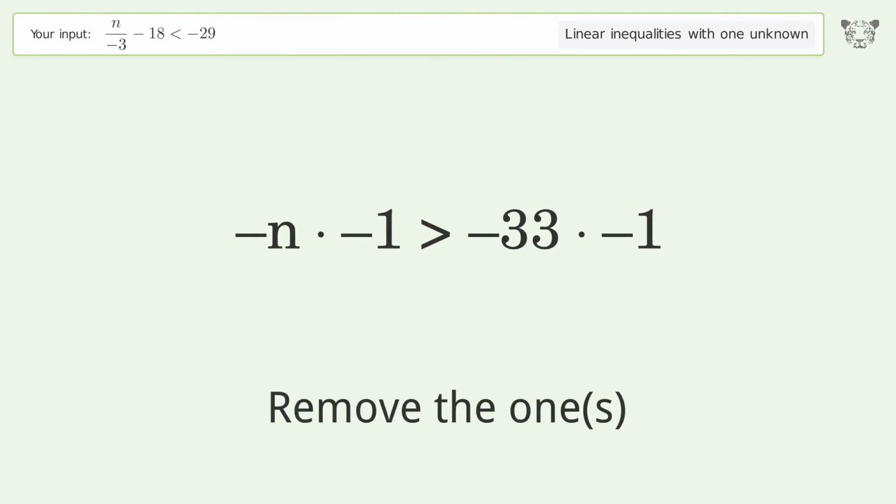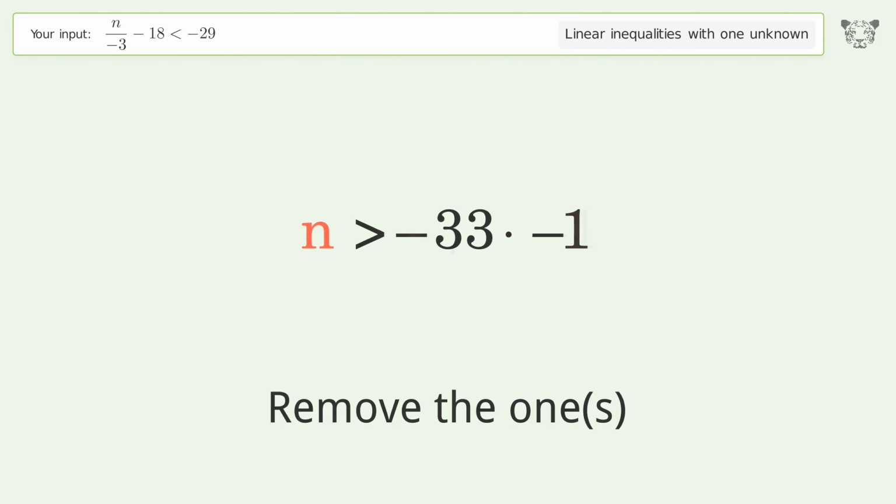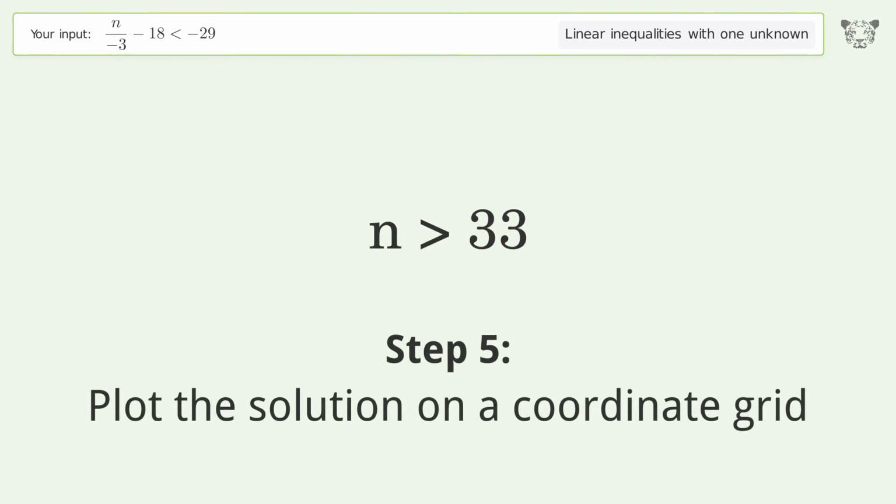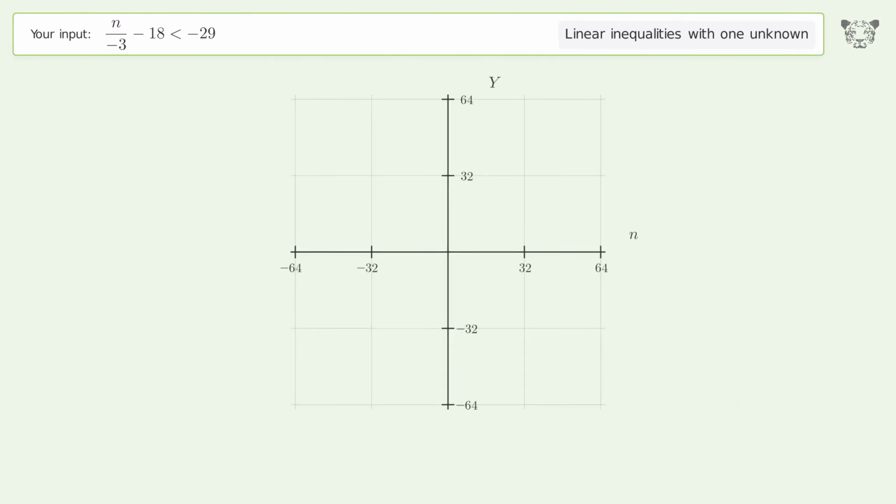Remove the ones. Simplify the arithmetic. Plot the solution on a coordinate grid. And so the final result is n greater than 33.